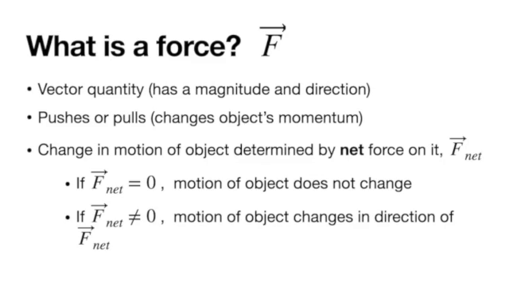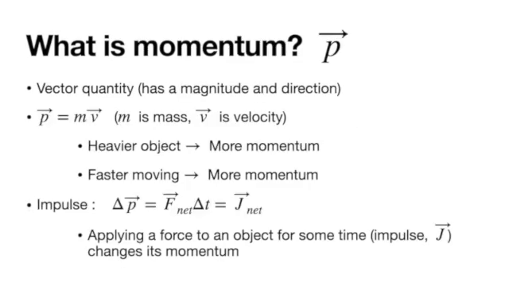So if F net is 0, the motion of an object does not change. If it is not 0, then the motion does change. Important here that I put F net, right? If there's multiple forces acting on an object, but they all cancel out to 0, its motion or its momentum will also not change. So what is momentum?